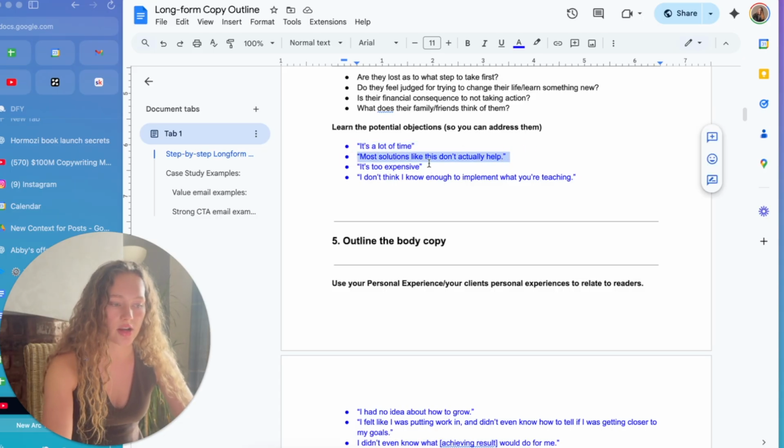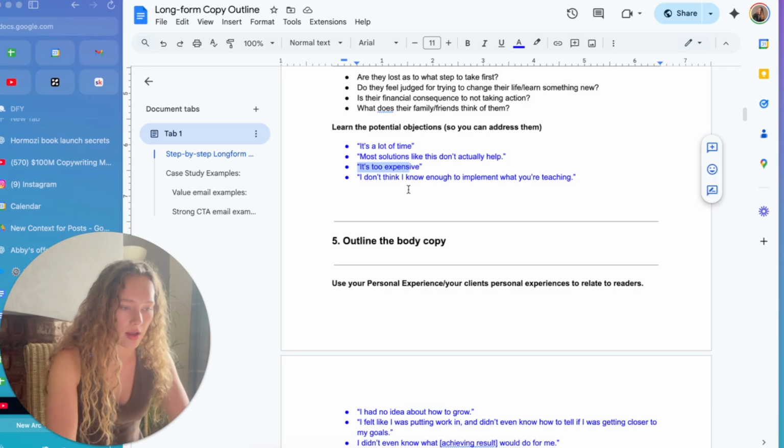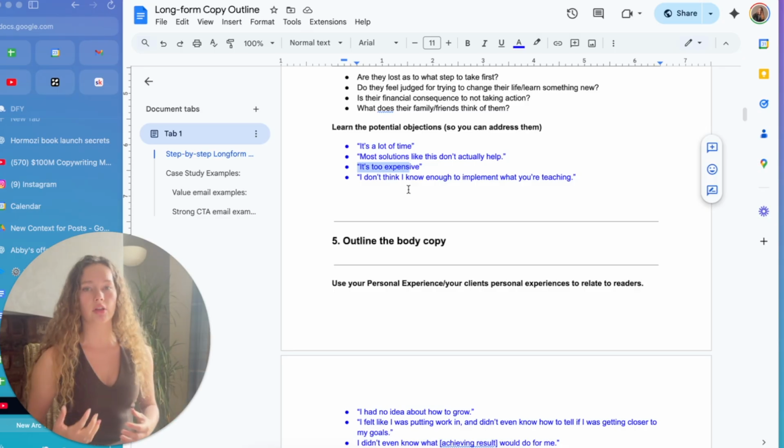Most solutions like this don't actually help. So they might have doubts because they've been burned by other people in your niche. It's too expensive. That could be one. They can't justify the financial commitment. I don't know enough to implement what you're teaching. They might feel imposter syndrome.